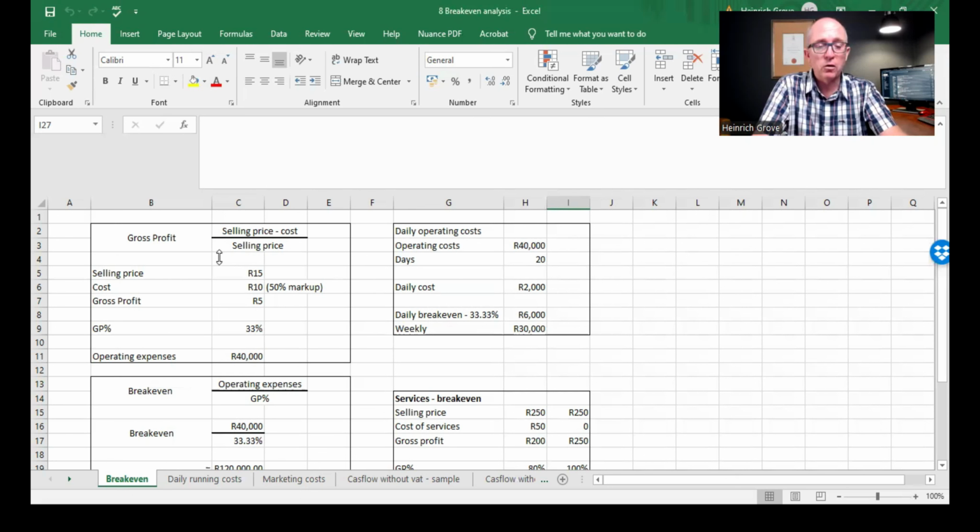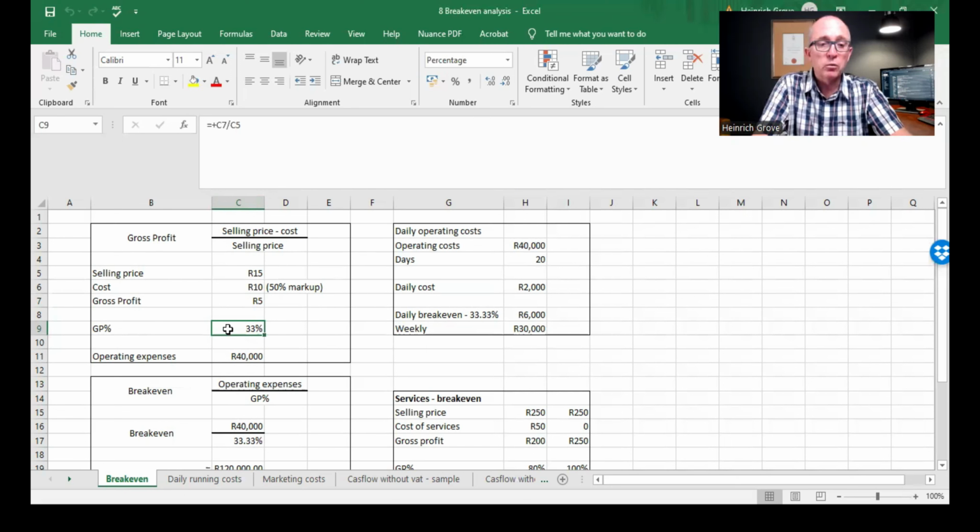So just the basics, if you look at your basic formulas, gross profit percentage is selling price minus your cost, over your selling price. So if you take an example, let's say you sell something for 15 Rand, your cost for that product is 10 Rand, which means that you've got a gross profit of 5 Rand. So if you look at the percentage, remember we said the selling price minus the cost. The 15 Rand minus the 10 Rand gives us 5 Rand, over the selling price. So 5 Rand over 15 gives us 33%.